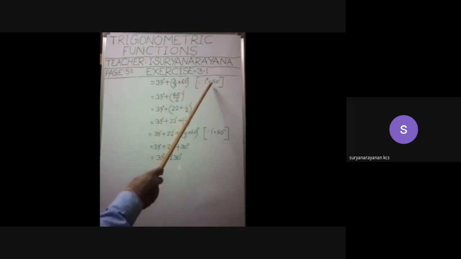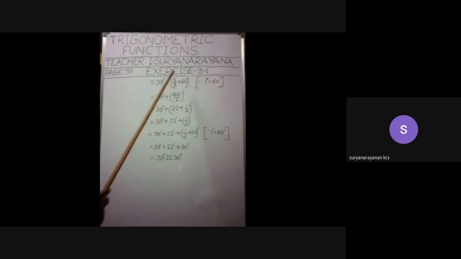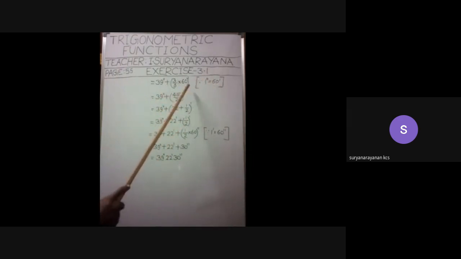That is equal to 39 degrees plus 3 by 8 into 60 minutes. Here we converted this part into minutes because 1 degree is equal to 60 minutes. Here 3 by 8 degrees are there. We converted into minutes. 1 degree is equal to 60 minutes. Understood this part, my dear children? Right. That is equal to 39 degrees plus, after simplifying these numbers, 45 by 2 minutes. Understood this step, my dear children?